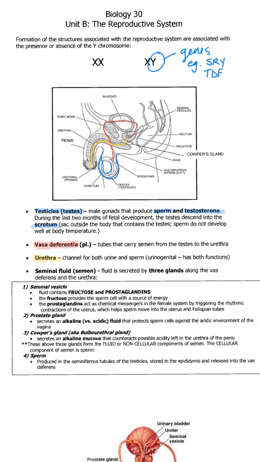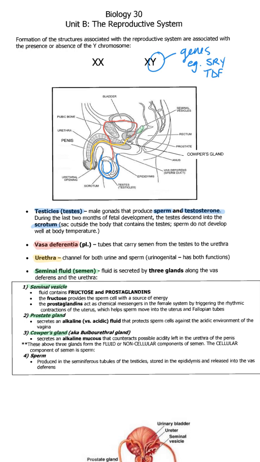Some of the other, what we would call accessory structures of the male reproductive system, are those that contribute to the production of seminal fluid or semen. That fluid is secreted by three glands along the pathway of the vas deferens as it goes towards the urethra. The seminal vesicle is the first structure, the prostate gland, and then the Cowper's gland, also called the bulbourethral gland. So the seminal vesicle is here, and there's actually two of them.